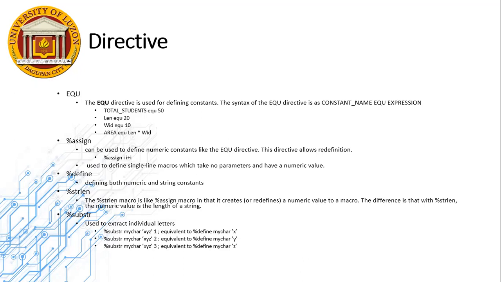Substring is used to extract individual letters. In assembly language, it is used as the following: percentage signs, substring, my car, then the string that you would like to perform the substring operation on, followed by the location where you would like to get the value. So in the first example, we define 1, so it will return x because x is the first value, and 2 for y, and 3 for z.